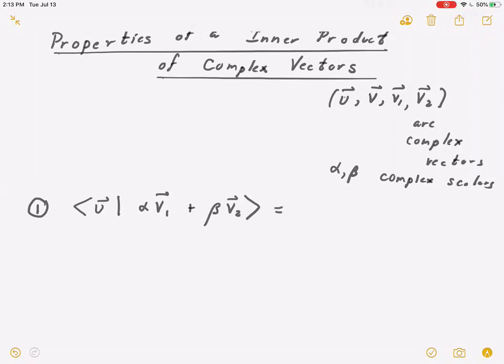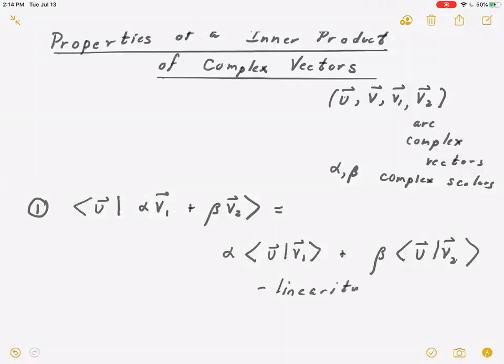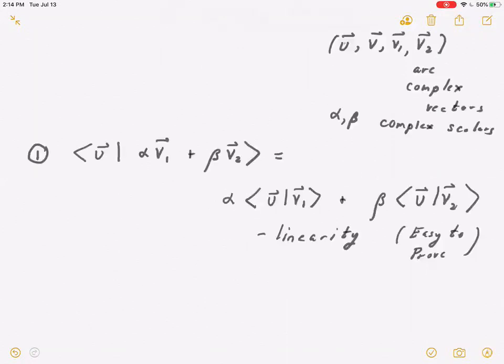There is an important property of this inner product that you can exploit. You can break it down, or you can simplify it to the inner product of u with v sub 1 multiplied by the scalar alpha plus beta times the inner product of u with v sub 2. And this property of the inner product is known as linearity, or the inner product is linear. And this is easy to prove, and I may give it to you as a problem to work on in a subsequent problem set, problem set 10.